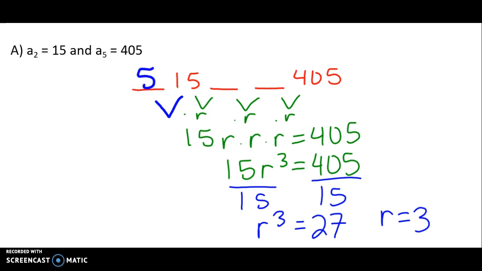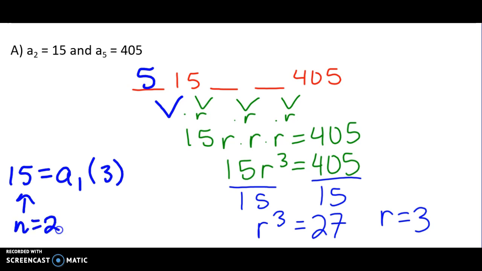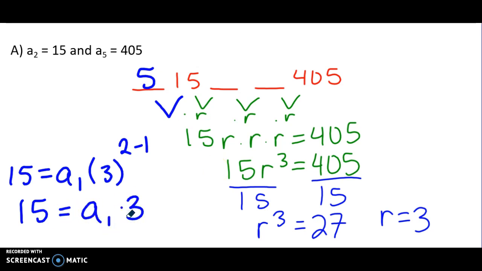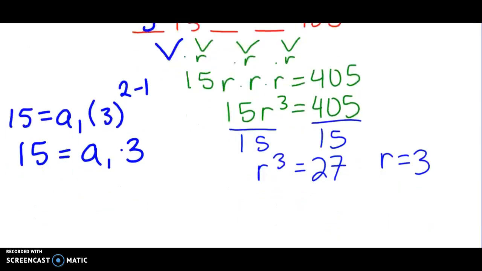Or you could set up an equation that A2 is equal to A1 times, we now know our R is 3. Since this was n equals 2, we would put 2 minus 1 in the exponent. And then we would simply solve. So we know 15 equals A1 times 3, and again we get A1 equals 5.